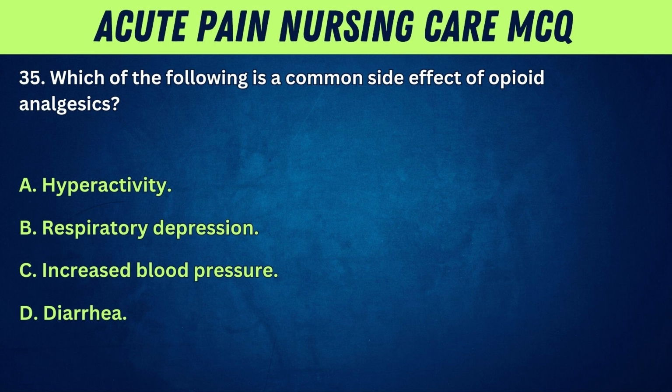Rationale. Respiratory depression is a serious side effect of opioid analgesics and must be monitored closely. Hyperactivity, A, increased blood pressure, C, and diarrhea, D, are not typical side effects of opioids. In fact, opioids often cause constipation.